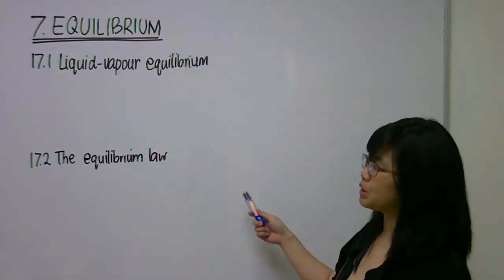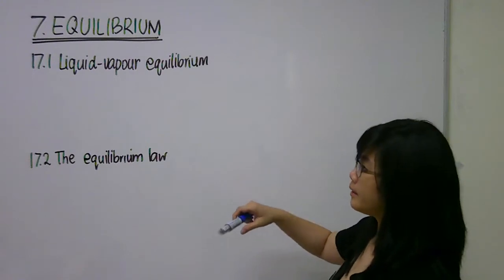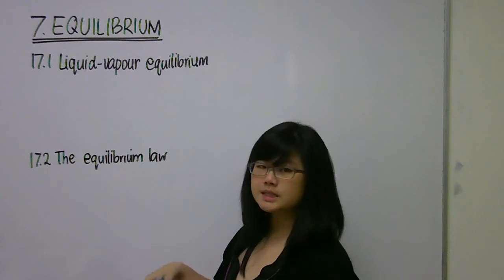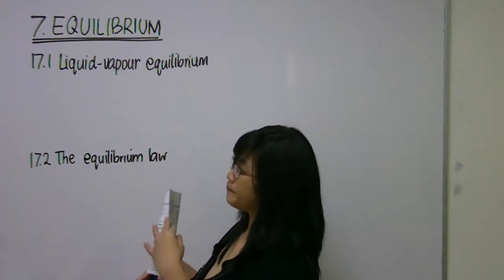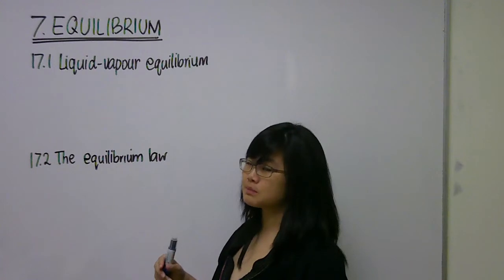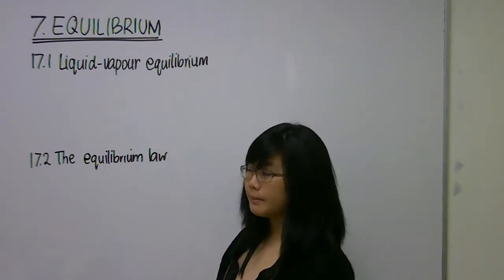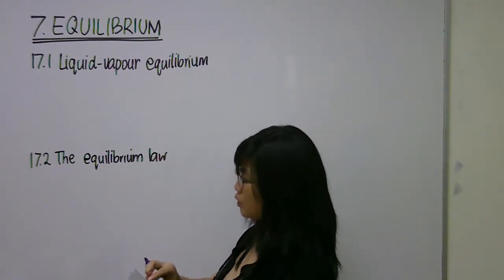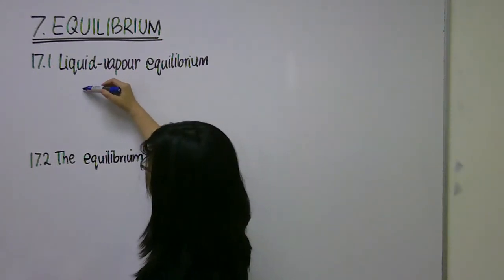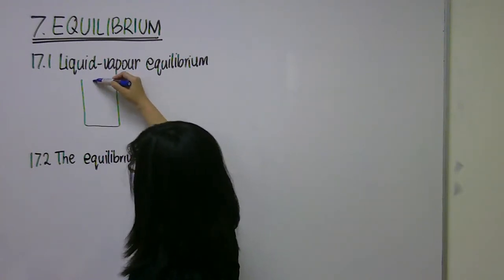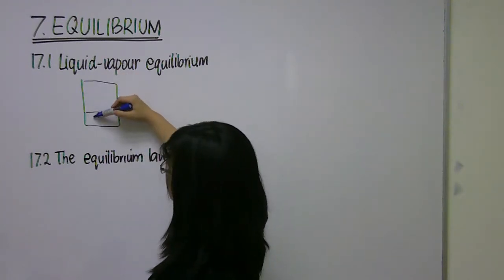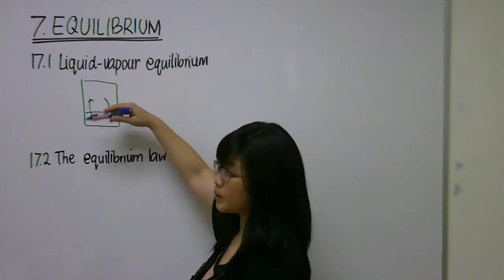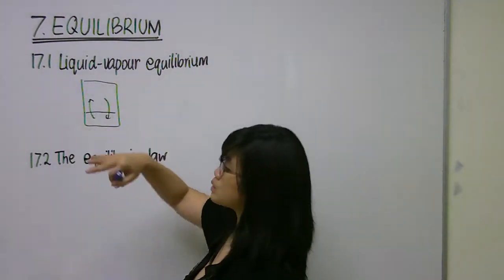Discussing liquid-vapor equilibrium and the equilibrium law. In liquid-vapor equilibrium, it's actually an example of a physical system in equilibrium. In the previous part, we discussed mainly chemical equilibrium, but this is a physical dynamic equilibrium. So in this, you will need to discuss evaporation of the liquid and condensation of the vapor in a closed system.